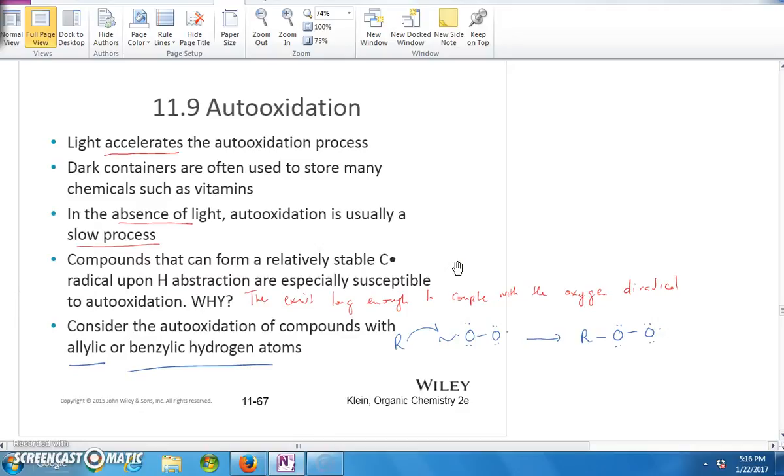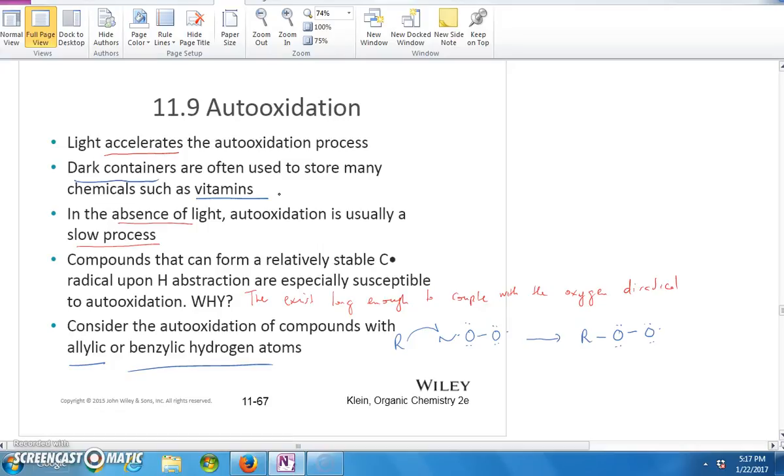Now, light accelerates oxidation, as we can see. Remember, the initiation is promoted by light. And that's why it's always recommended that you use dark containers to store many compounds that can undergo auto-oxidation, such as vitamins. In the absence of light, the auto-oxidation is usually a very, very slow process.